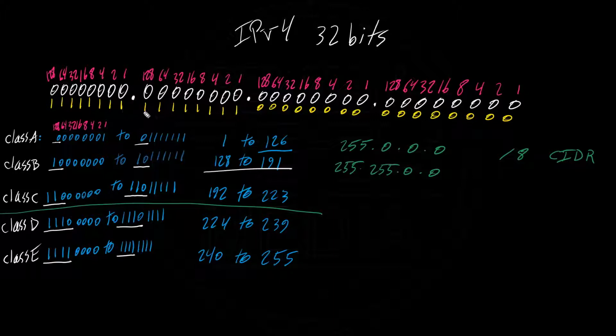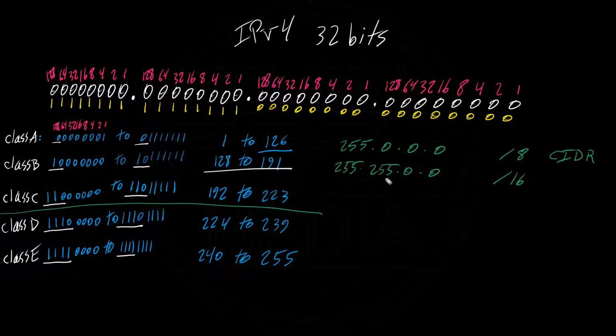So 8 ones plus 8 ones, and then 8 zeros, 8 zeros. So it gives us 255.255.0.0. The shorthand version, or the slash notation, is /16, because if we count the number of bits being turned on from left to right, 1, 2, 3, 4, 5, 6, 7, 8, 9, 10, 11, 12, 13, 14, 15, 16. So this is /16.